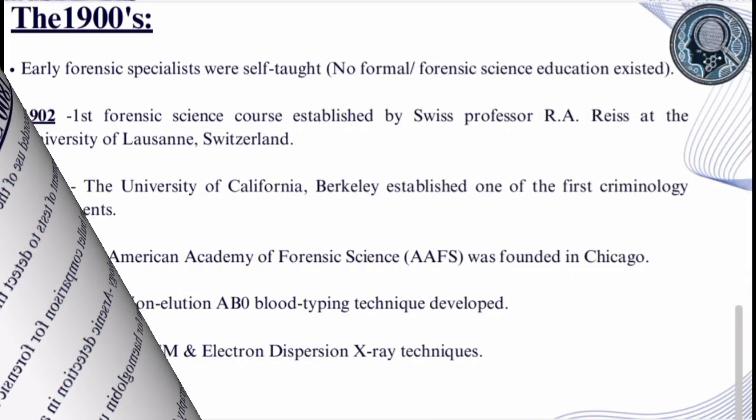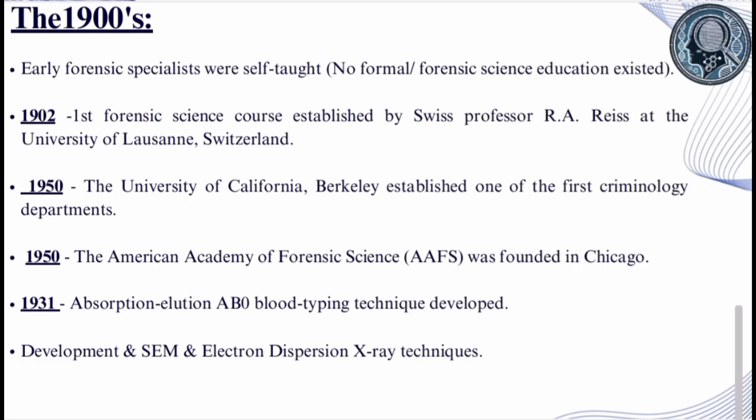Next, coming to the 1900s, forensic specialists were self-taught because no formal forensic science education existed, as schools and colleges were not offering this course and training. Forensic science was established in a curriculum in 1902 by Swiss professor R.A. Reiss at the University of Lausanne, Switzerland. He was the first man to establish forensic science as a discipline.